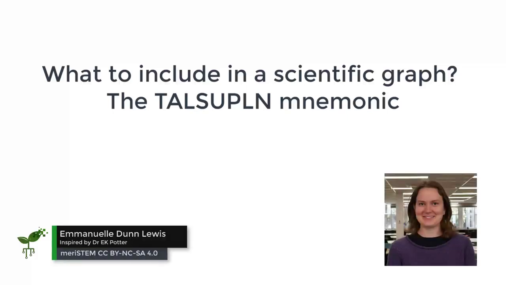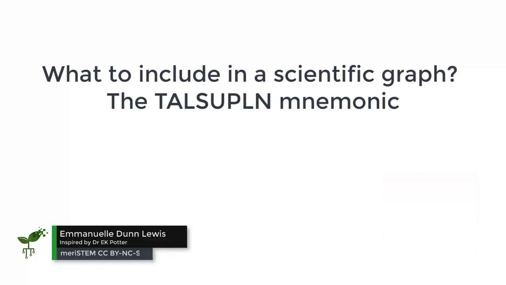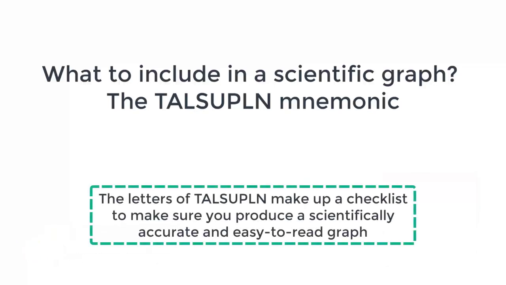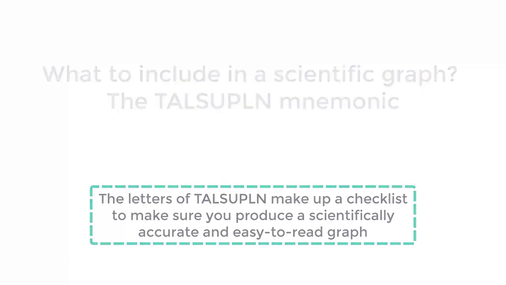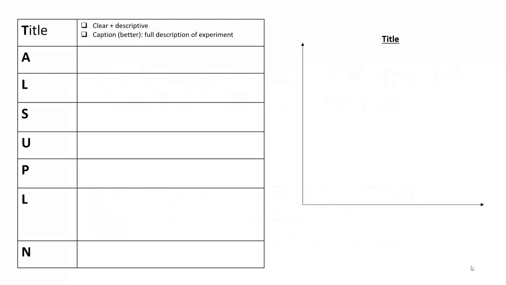This video will show you how to draw a graph when given data in a table using a mnemonic of TALSUPLN. Firstly, the T stands for title. You need to have a clear and descriptive title that clearly tells your reader about the relationship between two variables, so they know what the experiment was. This is placed above the graph.